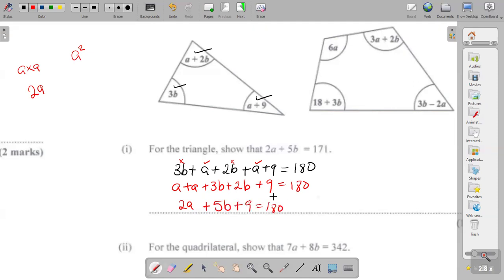Now look at this. This side has no numbers. So what does that tell you we have to do next? We have to move the 9, because you realize everything else is matching. Watch that. Your 2A matching, your 5B matching. So you have to get rid of the 9. How do we get rid of the 9? By transposing, aka we carry it over. When we carry it over, it becomes the opposite. So instead of add 9, it becomes subtract 9. So we end up with 2A plus 5B equals 180 minus 9. Let's see what we end up with. 2A plus 5B is equal to 171. And we got the answer.